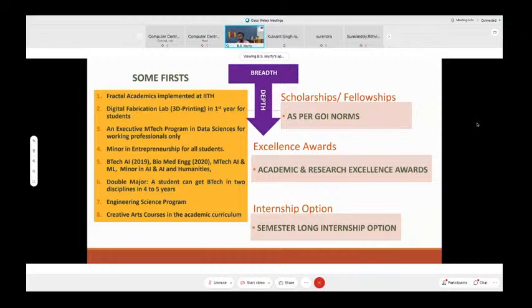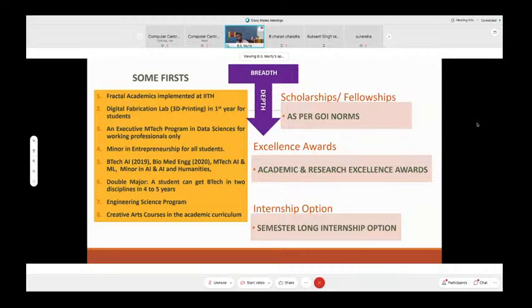We also give a lot of importance to hands-on training to the students, to the extent that even in the first year, you have a 3D printing lab where every one of the undergraduate students does 3D printing to know what manufacturing means in a big way. And we have an executive MTech program in data sciences, and a minor in entrepreneurship. As I told you already, about the new BTech programs that we have started. We have also a double major possible, which you will come to know as you discuss with the faculty advisors more. We have an engineering science program, which is again a unique program. And we also have what are called creative arts. So there are subjects such as music, dance, and theater, and a variety of such courses will be available for you to pick up and move on.